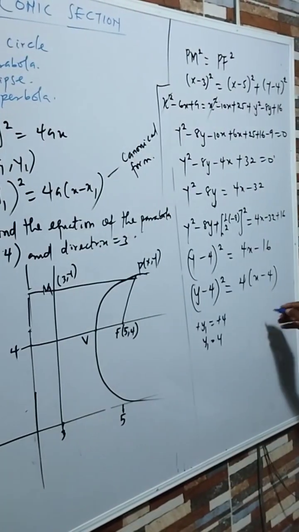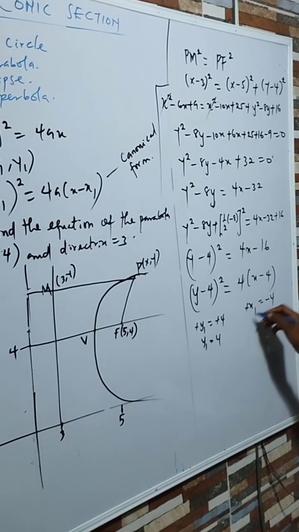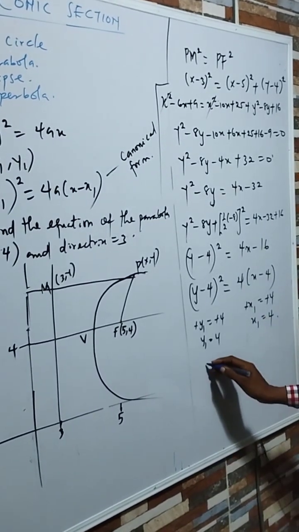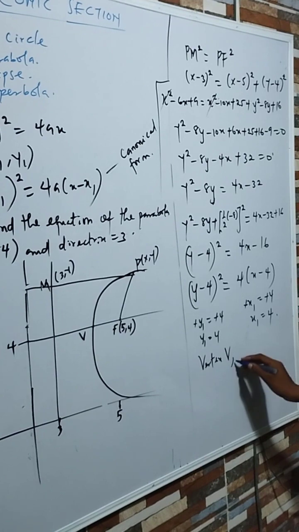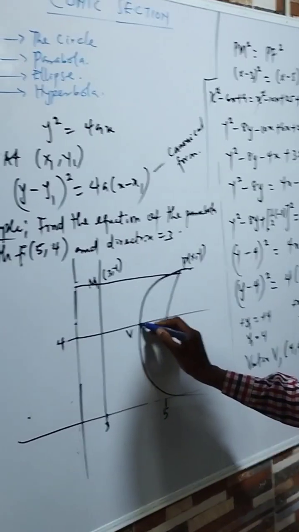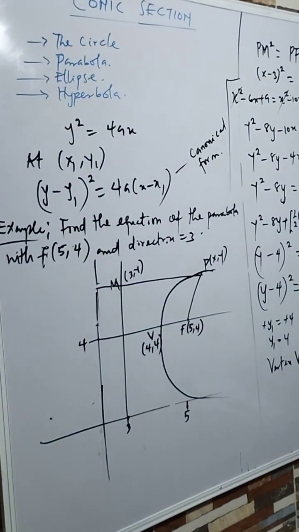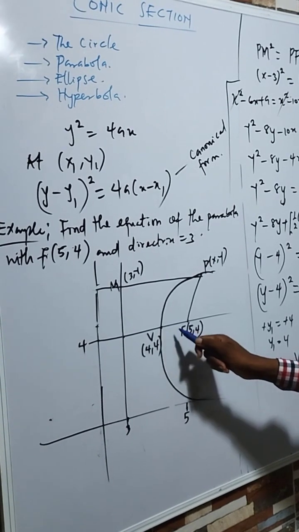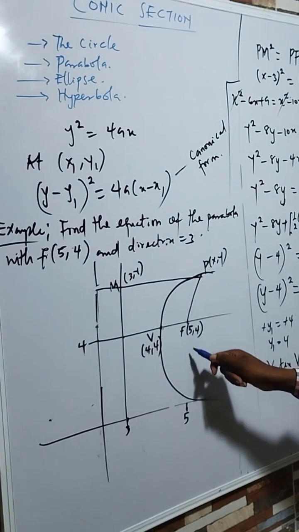While comparing this with this, I have minus x1 equal to minus 4. Cancel this, my x1 is equal to 4. So now the vertex in this question, my vertex V, is actually (4, 4). So that means this point here is (4, 4). Now it simply means the distance from here to here is 0. So the focus only moved by 1 centimeter forward. That means it is 4 plus 1 that gave us this.